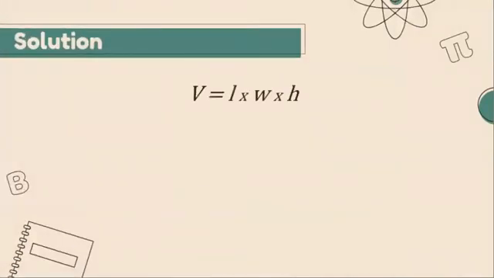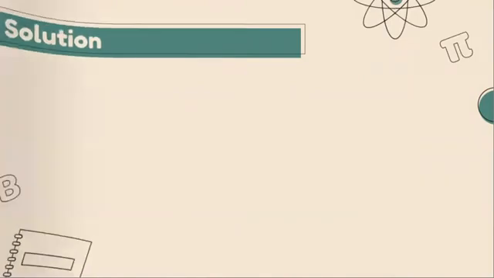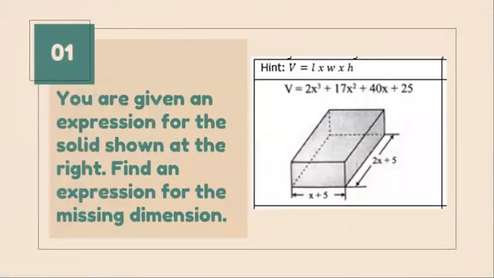So we all know that the volume is equal to length times width times height. So balikan po natin yung ating given. Ang ating given ay V, or the volume of the given figure, is 2x cubed plus 17x squared plus 40x plus 25. And given din po ang kanyang length at saka width, which is x plus 5 and 2x plus 5.